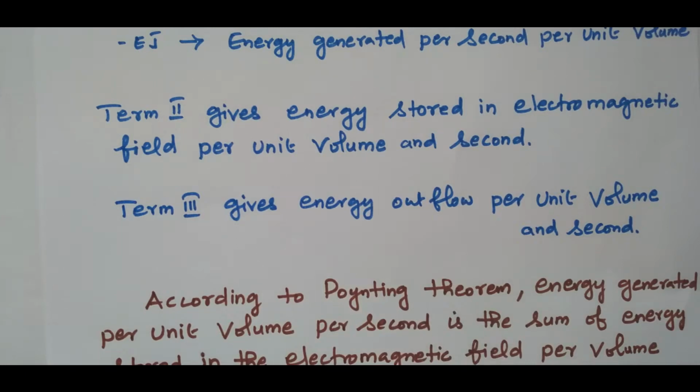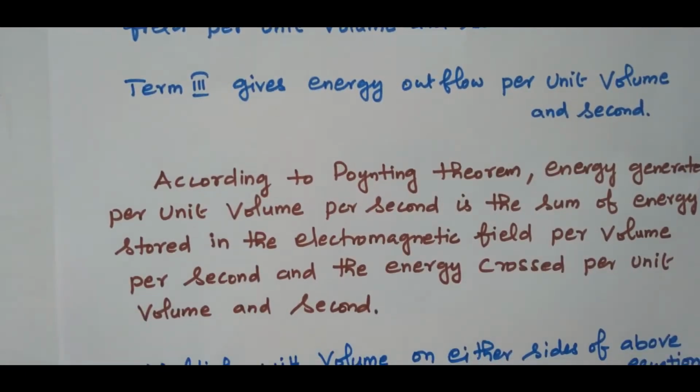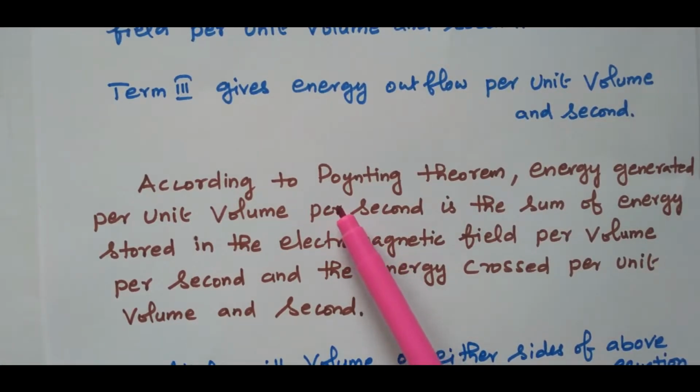So by combining these three, the statement of the Poynting theorem is this: according to the Poynting theorem, the energy generated per unit volume per second, that is the first term, is the sum of the energy stored in the field per unit volume per second and the energy crossed per unit volume and second. Right? Term 1 equals the sum of term 2 and term 3. That is the statement given by Poynting. So the energy generated is equal to the sum of energy stored and energy outflow. This is the statement given by the Poynting theorem.